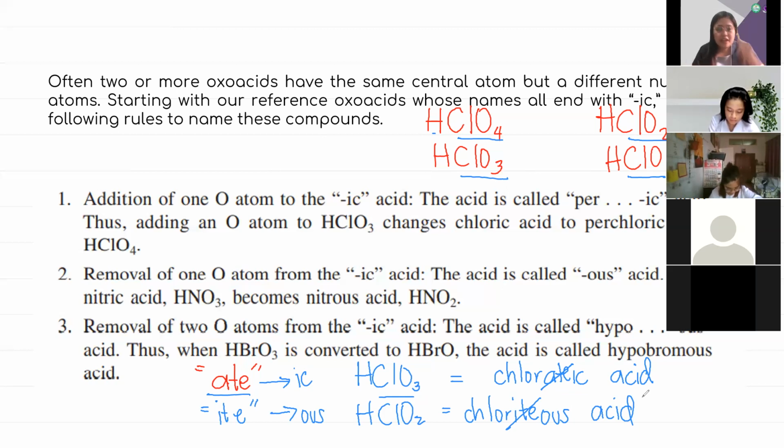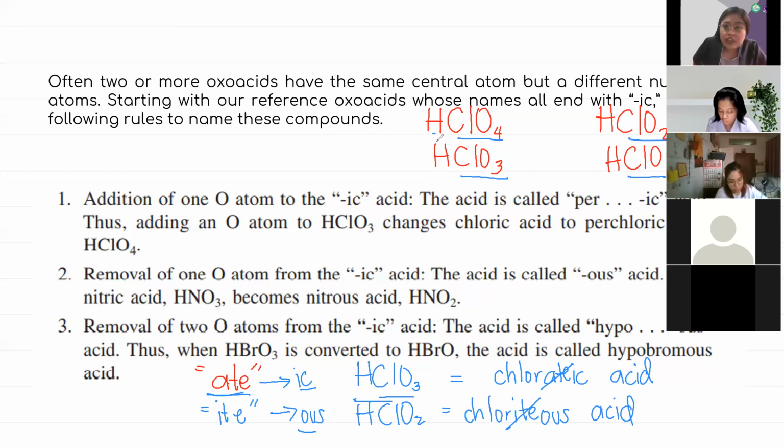Go back to the polyatomic ion, determine the ion that ends with ATE, and when it becomes an acid, it becomes the IC acid. And when the polyatomic ion ends in ITE, when it becomes an acid, the ending becomes OUS. The root word of the anion is still there. So instead of chlorate, since it became an acid and gained hydrogen, it is called chloric acid. And HClO2 will become chlorous acid. So ITE becomes OUS when it becomes an acid.